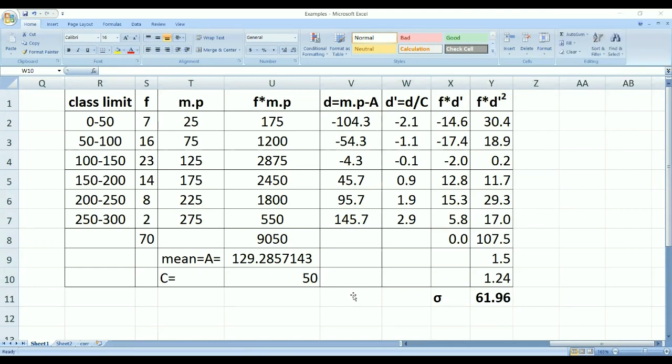After that, summation of f d dash is 0. So 0 upon n, so this term is 0. Okay. So this into c. C means 50. So we take the square root. So the answer is 61.96.